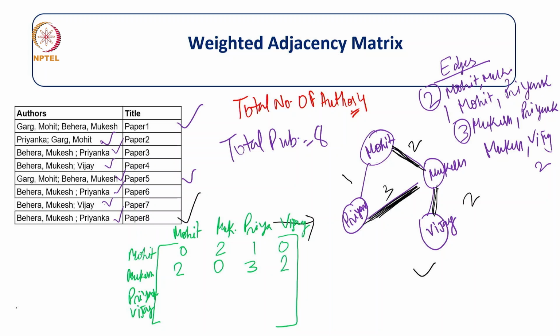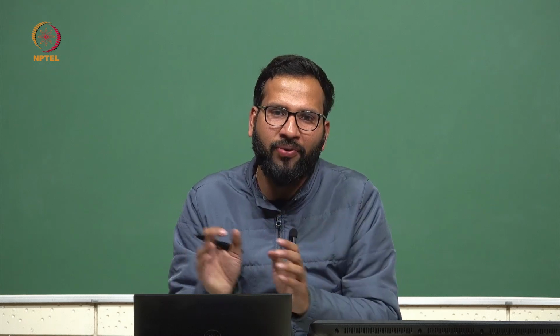Then Priyanka to Mohit is 1. Priyanka to Mukesh, 3. Priyanka to Priyanka, 0. And Priyanka to Vijay, 0. Vijay to Mohit, 0. Vijay to Mukesh, 2. Vijay to Priyanka, 0. And Vijay to Vijay, 0. So this is the weighted adjacency matrix for this example. Let's now see the weighted graph in R.